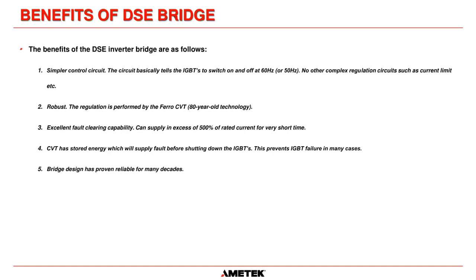So what's the benefits of the two types of bridges? If you remember, we started this presentation off with the microfarad version, which just uses two transistors and uses a center tap transformer on a CVT transformer. The benefits of that circuit is it's a much simpler control circuit. It basically tells the IGBTs to switch on and off. It's 60 hertz or 50 hertz if you're in other countries. There's no other complex regulation circuits.